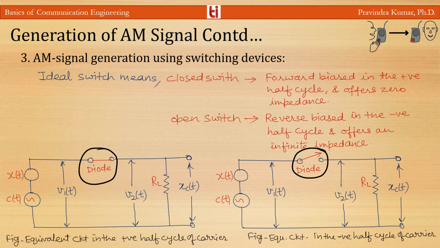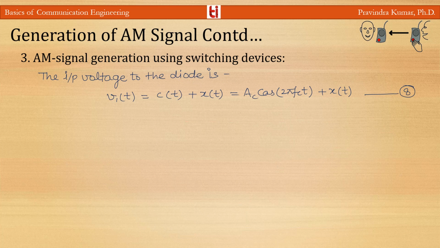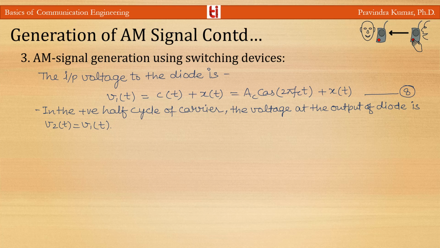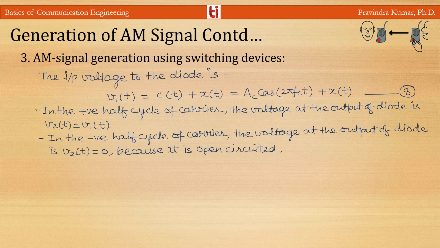In this case, the modulating signal x(t) and the sinusoidal carrier c(t) are connected in series. So v1(t) will be the summation of x(t) and c(t), that is A_c cos 2πf_c t plus x(t). In the positive half cycle of the carrier, the voltage at the output of the diode, v2(t), will be equal to v1(t). And in the negative half cycle of the carrier, the voltage at the output of the diode, v2(t), is equal to 0 because it is open circuited.